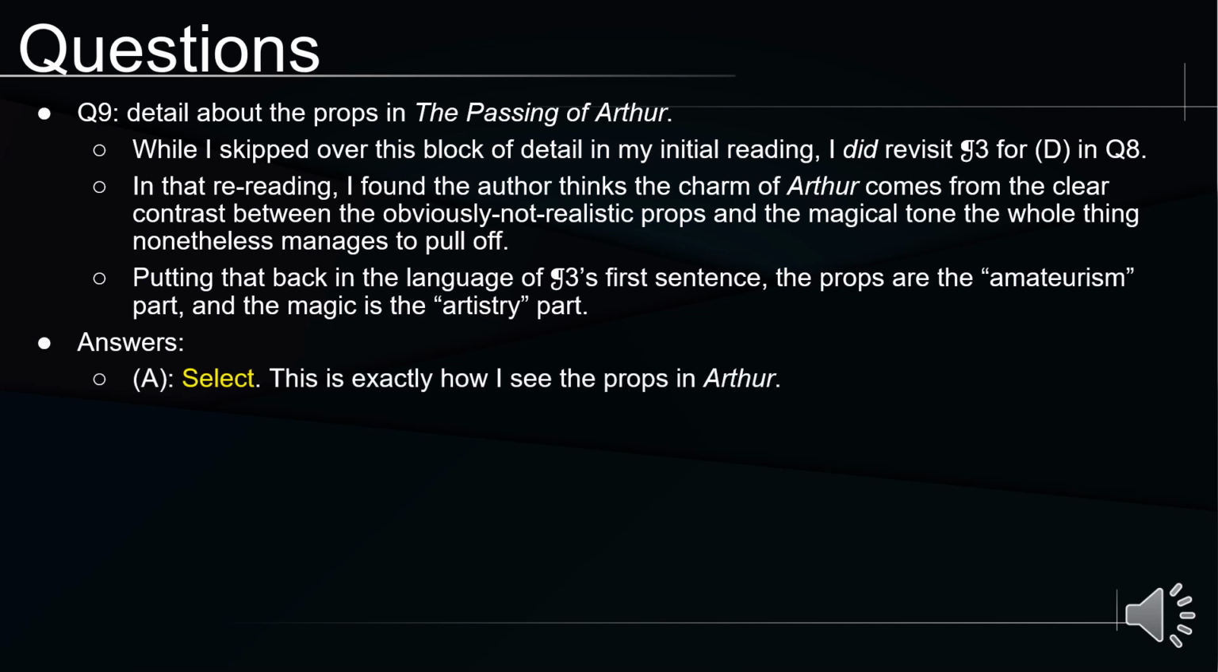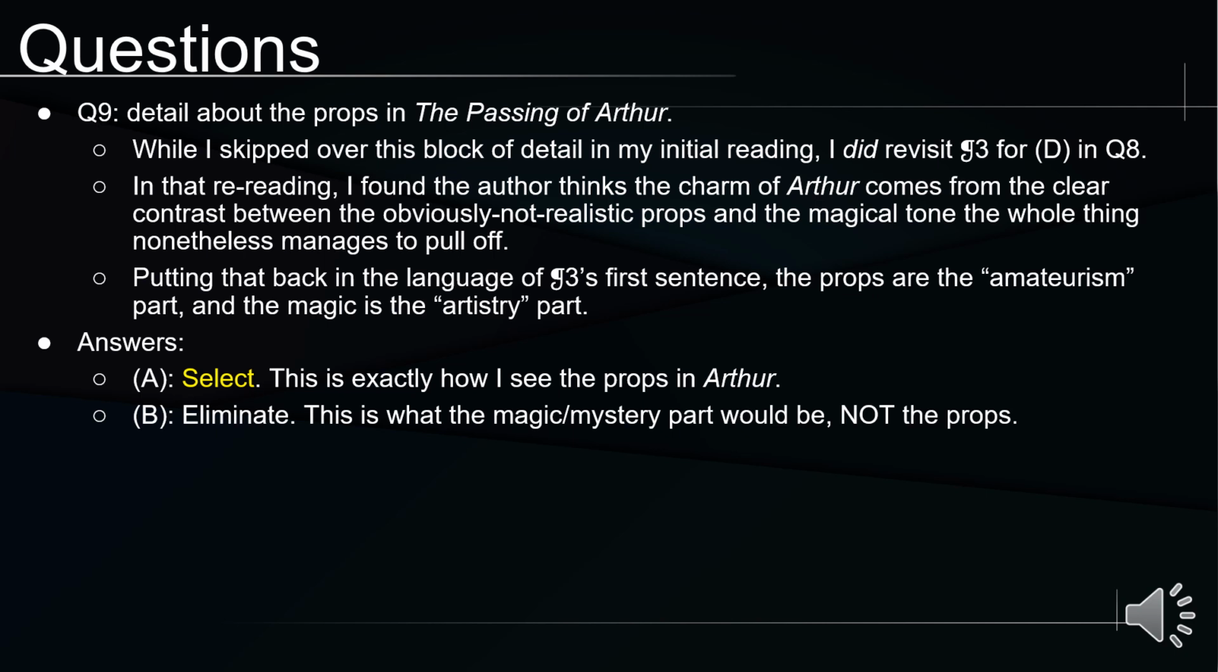So now to take that into the answers. A sounds pretty good, so I'm going to select it right off the bat. This is exactly how I saw the props in Arthur. They represented the amateurism of that particular work. Moving on to the next one, B, we're eliminating. This is what the magic and mystery part would be, not the props.